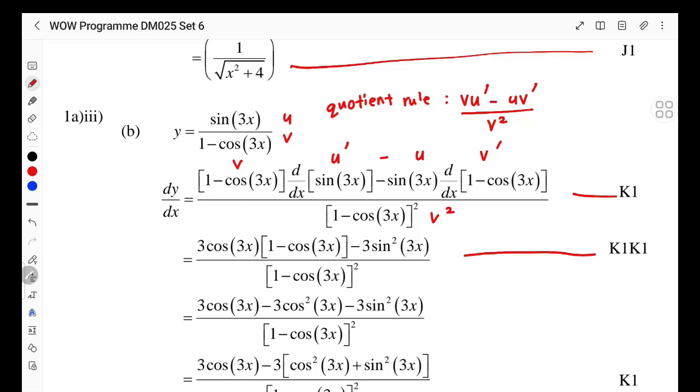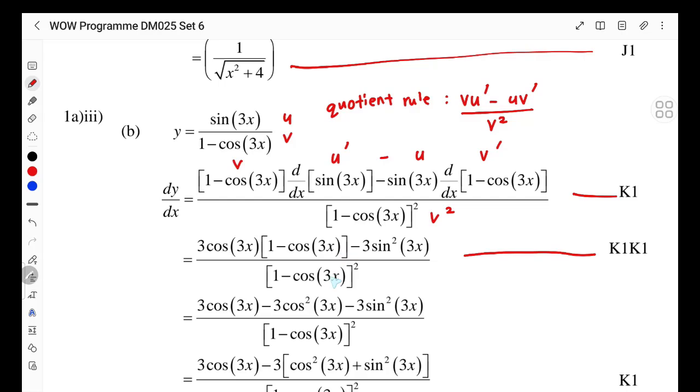Here you differentiate sine 3x, you will get cos 3x times 3 because of the constant 3 in front of x here. And then minus with 1 minus cos 3x, and then minus, so here you differentiate 1, you get 0, differentiate cos, you will get sine 3x. Since you differentiate negative cos 3x, you will get positive sine 3x. So multiply, you get negative 3 sine square 3x here.